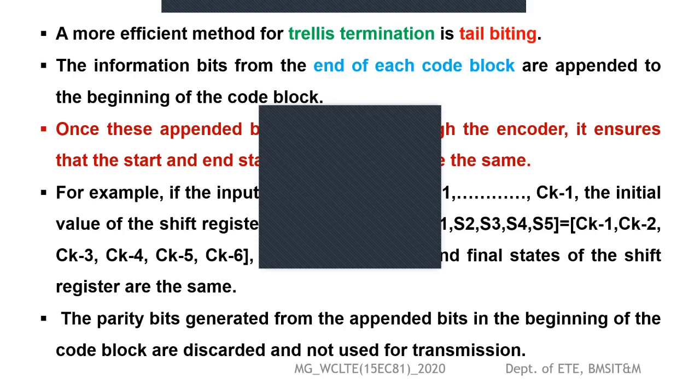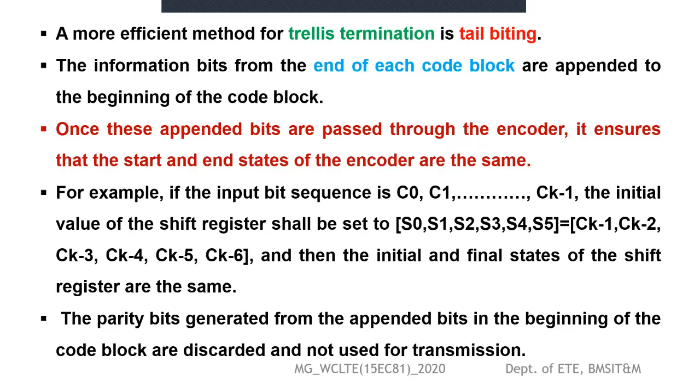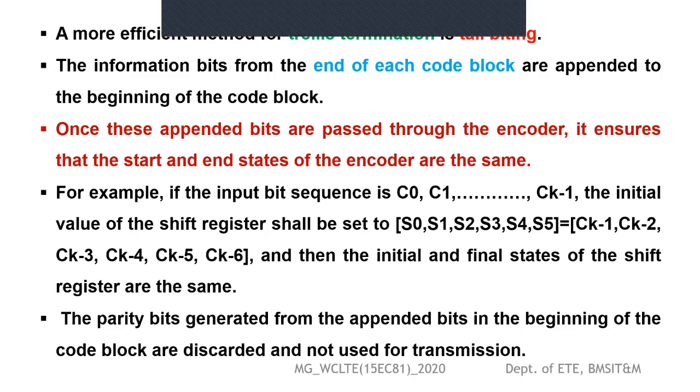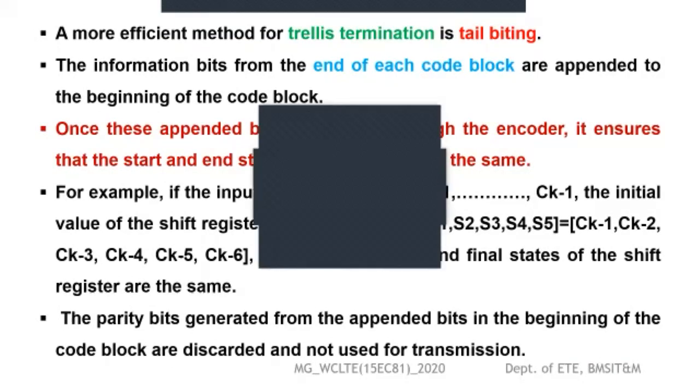I said there are two ways to do the trellis termination. One is padding, another is tail biting. In padding, zeros are padded at the end of each code block. So that leads to wastage of bandwidth. That is the drawback, right? In case of tail biting, the tail bits are appended at the beginning of each code block. So this leads to the initial state being equal to the final state. Okay, that is what is done.